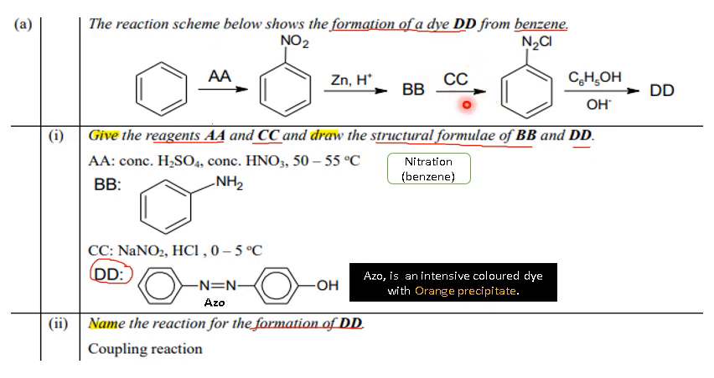So what is the reagent for the nitrous acid test? NaNO2 and HCl at 0 to 5 degrees Celsius. And then the last step is the benzene diazonium salt reacting with phenol. So this is a dye. The name of the reaction for the formation of the dye is coupling reaction.